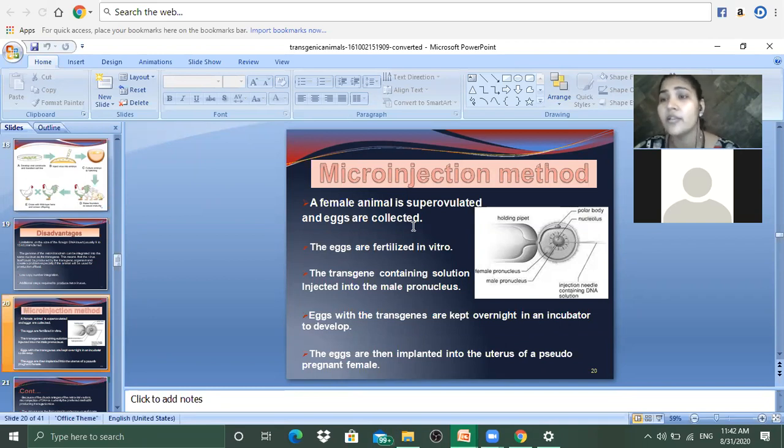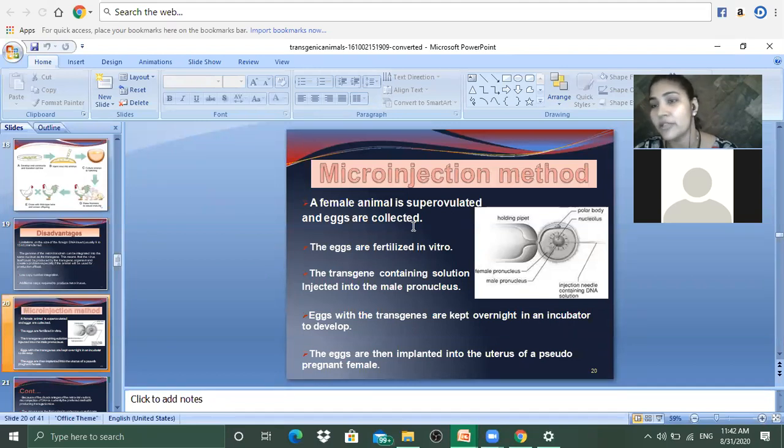And if I tell you, the same concept is used for IVF, the in vitro fertilization method, when people want to have this method done. So the same way things are done. The male pronucleus is taken, the female pronucleus is taken.